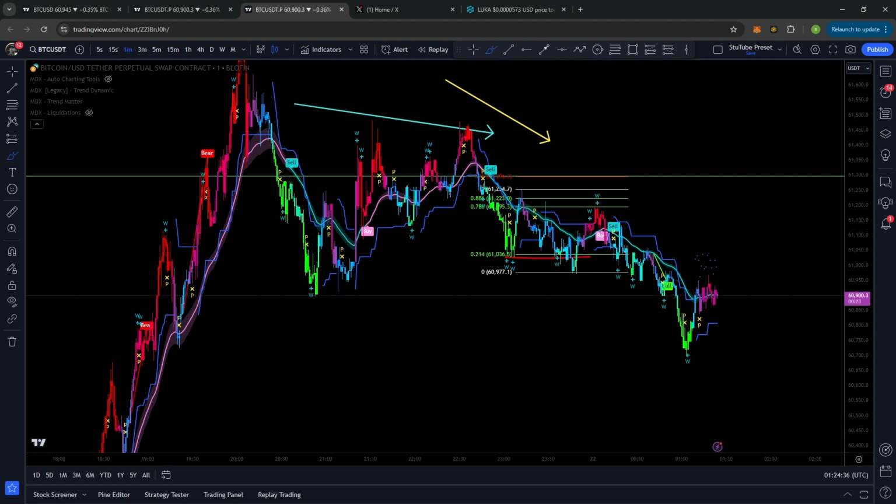That's how I really like using this indicator myself. And yeah, with that, stay safe, my friends.